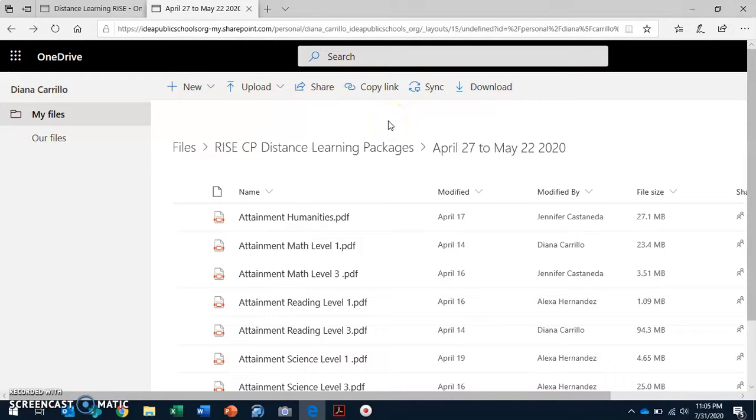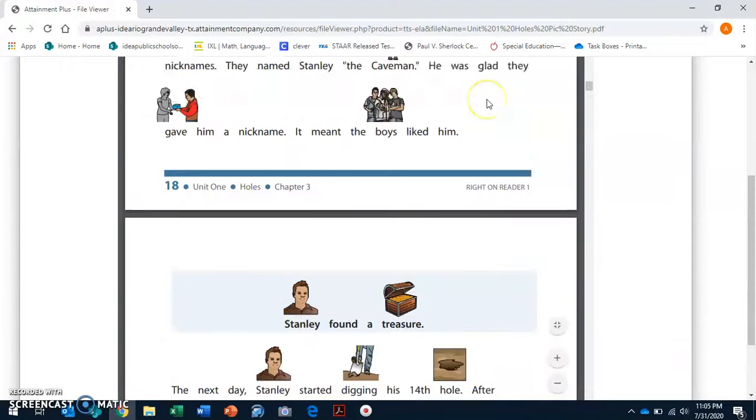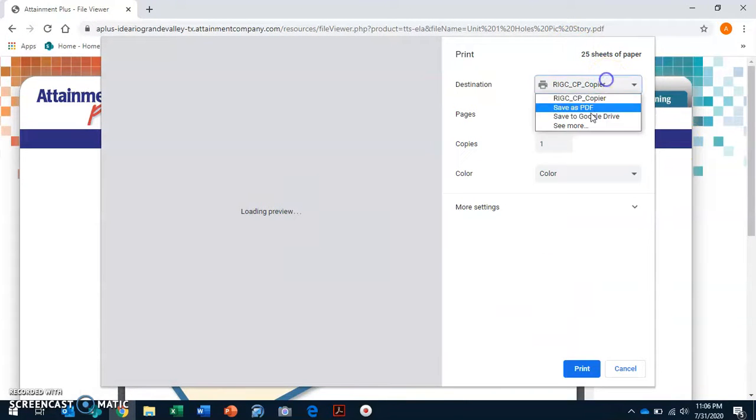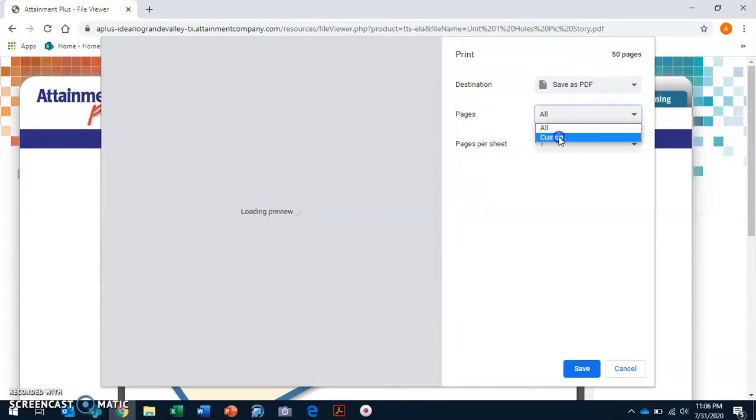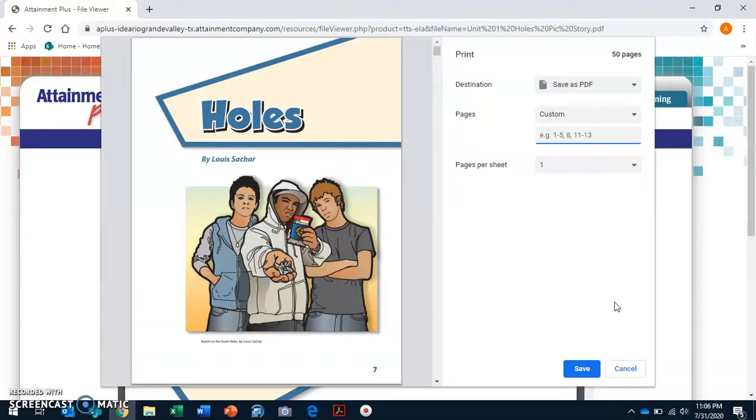Remember that when you're going to save the pages in Attainment, you literally just go to copy or print, and then you go to save as PDF. You go to customs, you put the pages that you're going to do, and then you save it. And then you just create your calendar, and you combine the calendar with the story. Remember that every week we place the calendar so parents know when the week ends and when the new assignments for the next week begin.